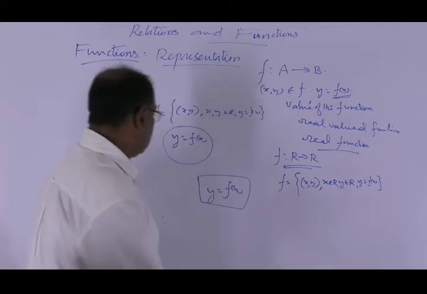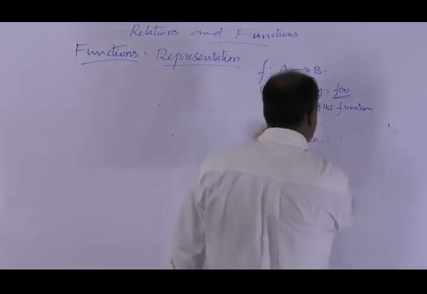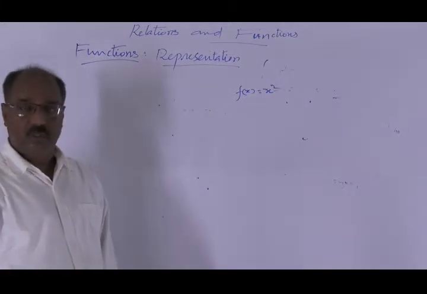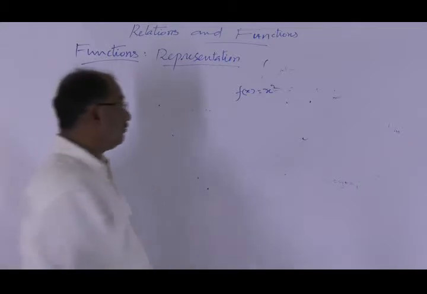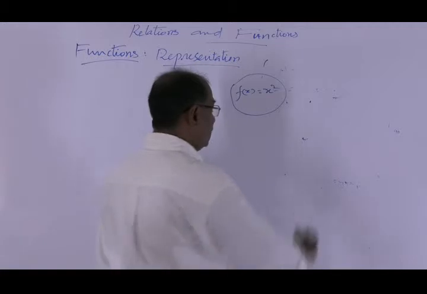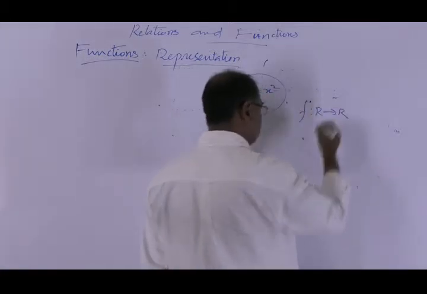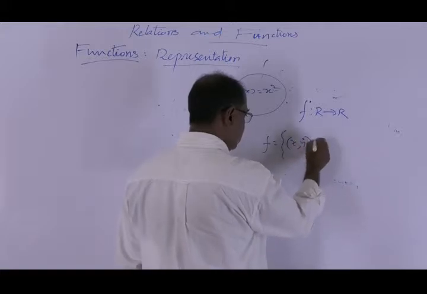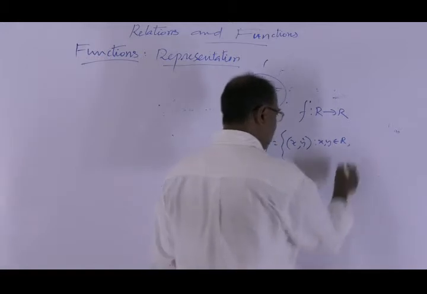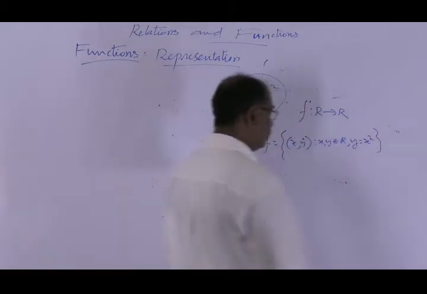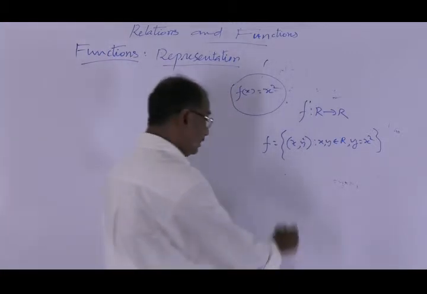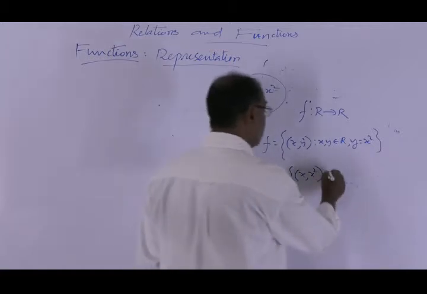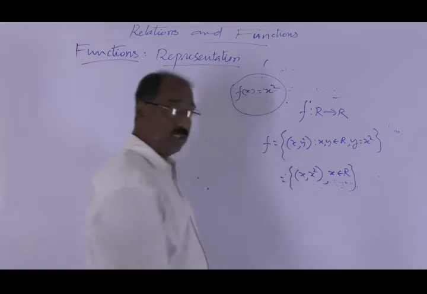For example, suppose we are given a function, say f(x) equal to x squared. Only given the function f(x) equal to x squared, then from this, it is understood that this f is from R into R, and f consists of such ordered pairs (x, y) with x, y element of R, and y is equal to x squared, or f(x) equal to x squared. That is, this consists of all elements of the form (x, x squared), x element of R. So this is the function x squared.